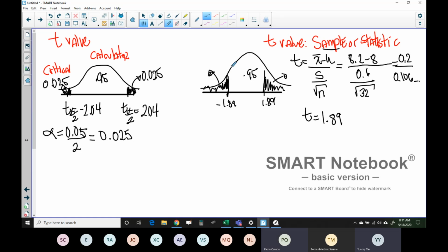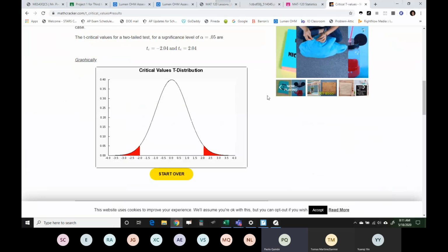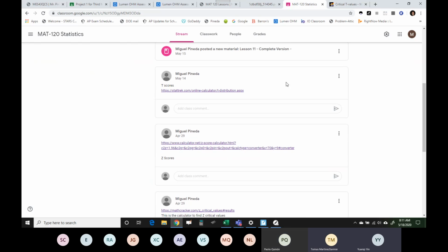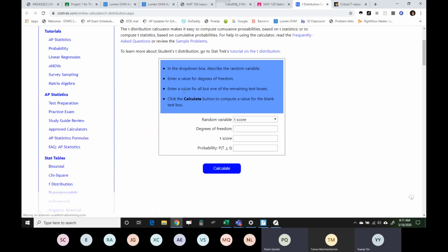Now I know this number, but I don't know the area. So I have to go to a different calculator, where I can find the area. I have the Z value, I have the T value, but I don't have the area. So let's go to the calculators that I have given you. I think it was the first one that I gave you, the T-score. See, I have the T-scores and I need to find the area.